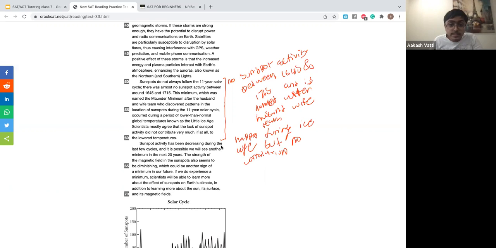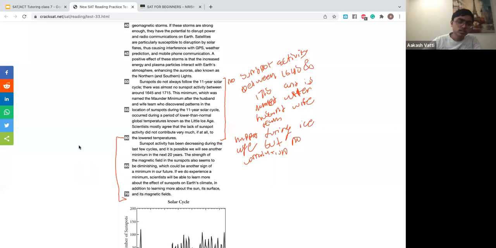Sunspot activity has been decreasing during the last few cycles, and it's possible we will see another minimum in the next 20 years. The strength of the magnetic fields in the sunspot also seems to be diminishing, which could be a sign of another minimum in our future. If we do experience a minimum, scientists will be able to learn more about the effects of sunspots in Earth's climate, in addition to learning more about the sun, its surface, and its magnetic fields.